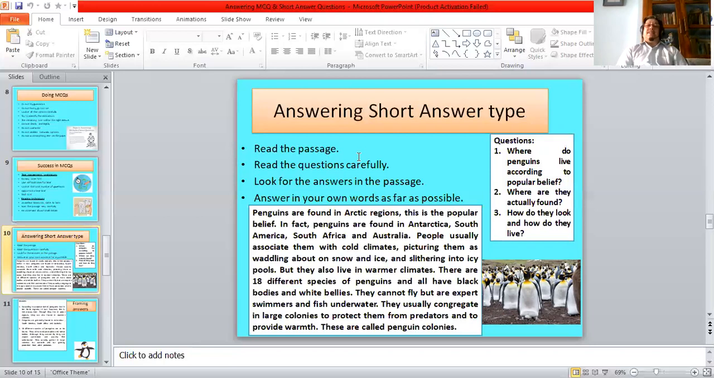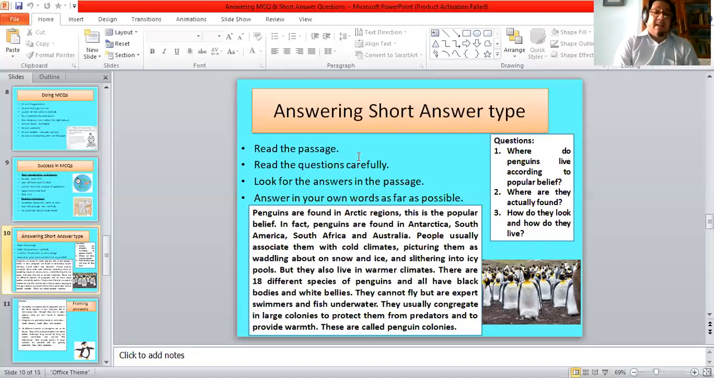Okay, so in the first question, obviously we have to say a few lines like, according to popular belief, the penguin population is found in polar regions in Antarctica and so on, but in the Arctic regions. But this is not really true. Where are they actually found? They are found in the southern hemisphere, in South America, South Africa, Australia, and also Antarctica. Okay. Now, how do they look and how do they live?